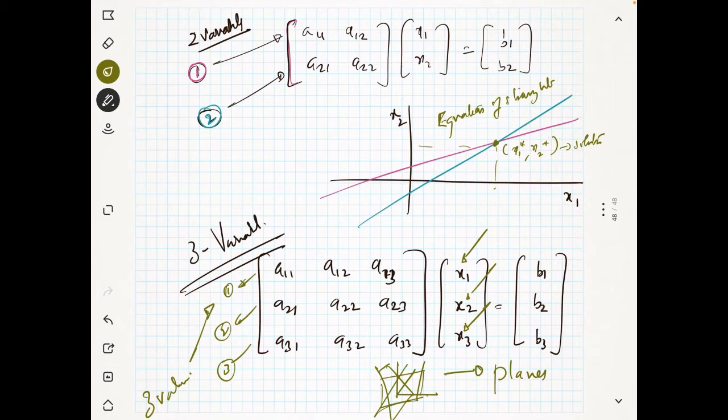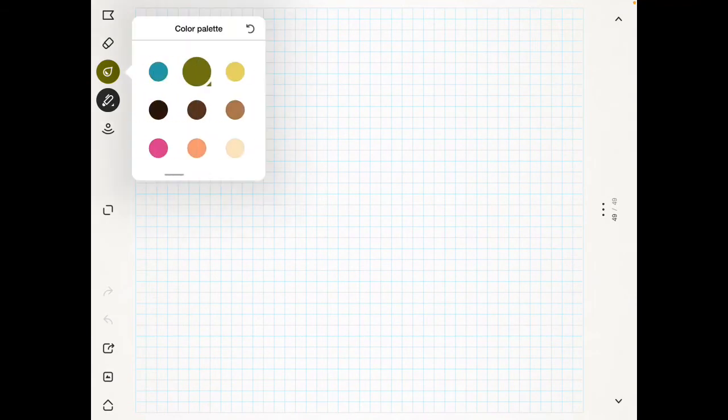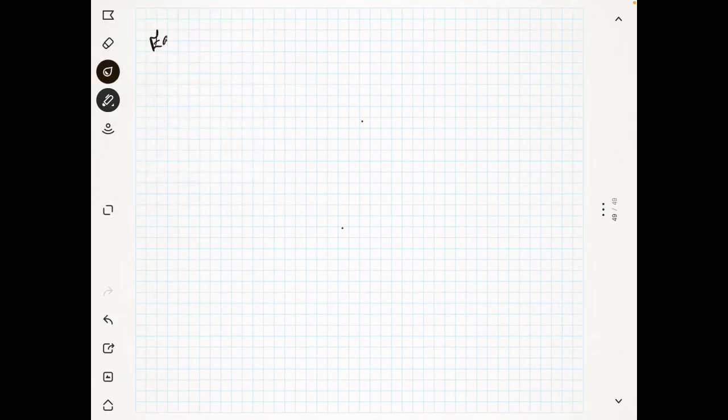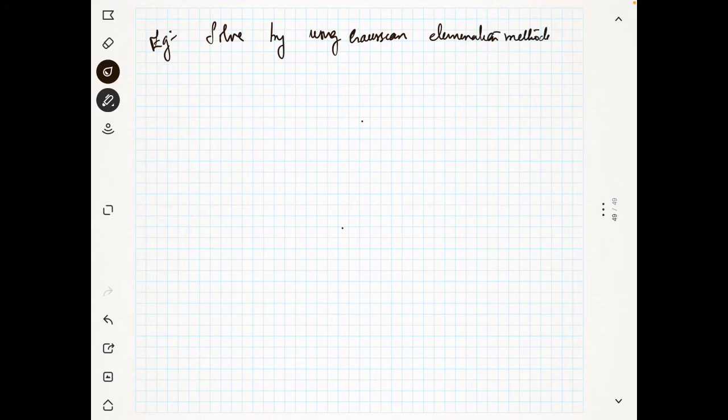Okay, so we will be doing one problem again for the Gaussian elimination method. One more example. So example, solve by using Gaussian elimination method. Okay, so let us consider the equations. Solve the set of equations by using the Gaussian elimination method.